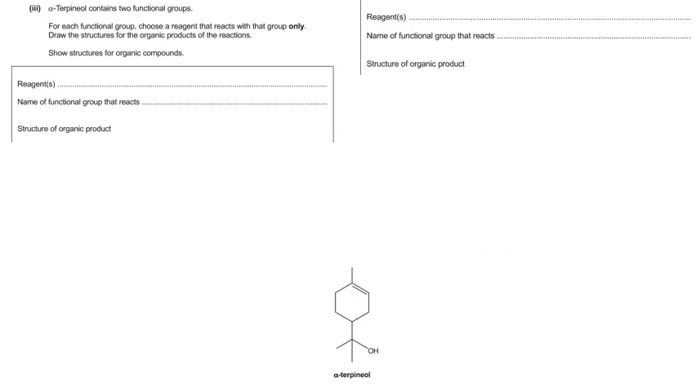Moving on to part 3, alpha terpineol, which we've got down at the bottom here, contains 2 functional groups. Here's one functional group, it's the double bond. Here's another functional group, which is the hydroxyl group. So for each functional group, choose a reagent that reacts with that group only, and draw the structures for the organic products of the reactions. So we want a reagent that reacts with a double bond. Okay, so we're going to have bromine, the usual one, and we describe that functional group as an alkene or a cycloalkene, and let's just draw it out.